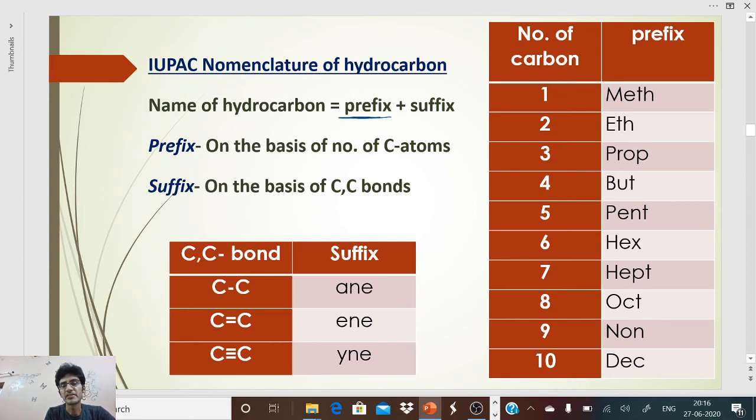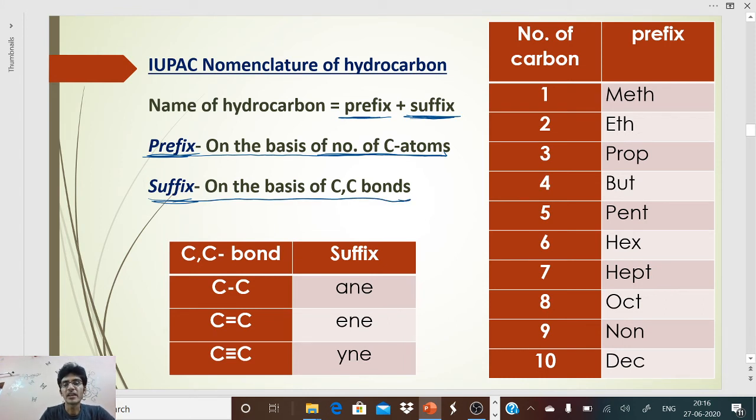First is the prefix, second is the suffix. Okay, what is the meaning of prefix? Prefix means which is written before. Suffix means which is written after. The prefix will be written on the basis of the number of carbon atoms, and the suffix will be written on the basis of the carbon-carbon bond.